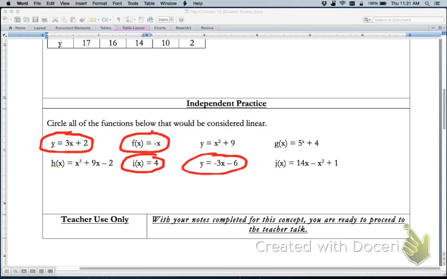So in this video, you've learned a little bit about the differences between linear functions, which make a line and have a constant rate of change, and nonlinear functions, which, well, don't make a line and don't have a consistent rate of change.